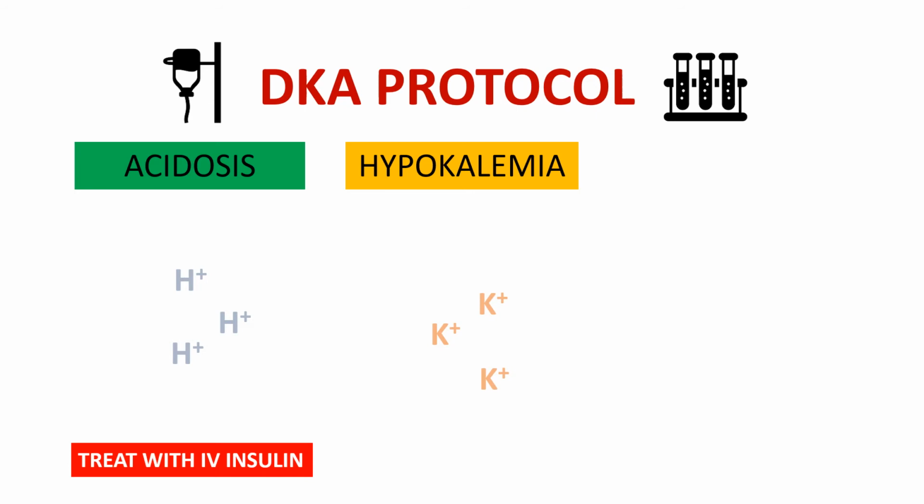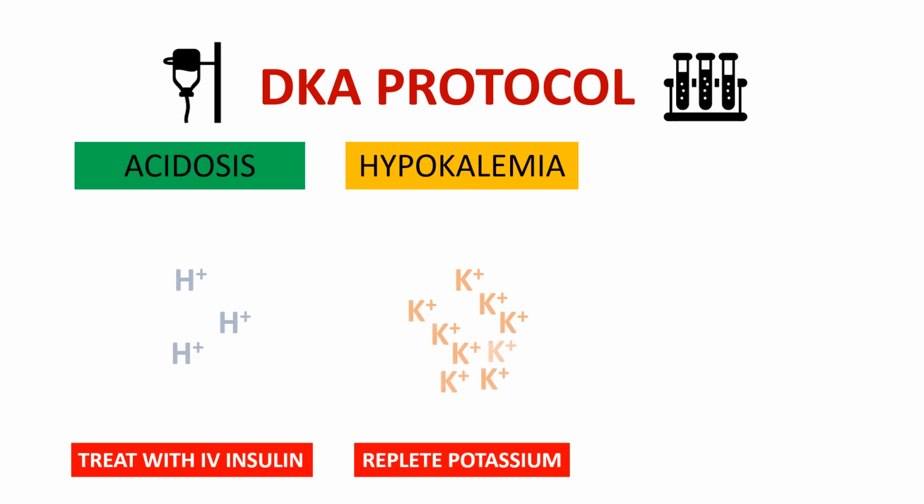As soon as you start treating their DKA, their potassium will drop considerably, and it's important to keep an eye on this. The most important thing that you need to remember is that if you have critical hypokalemia, which is less than 3.0, you should probably replete your potassium before you start your insulin drip, as this will likely cause the patient's potassium to drop even further.